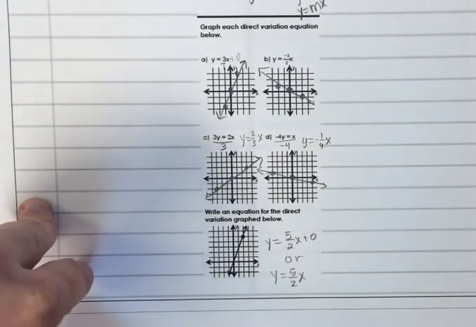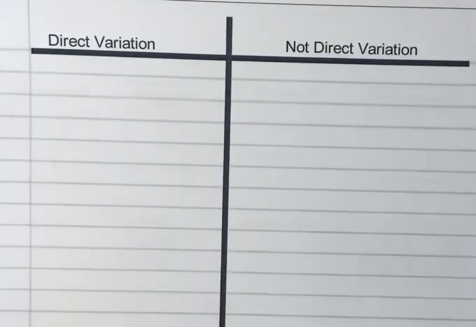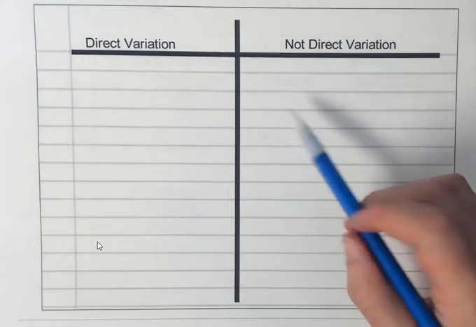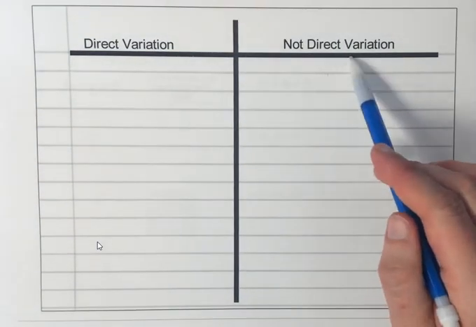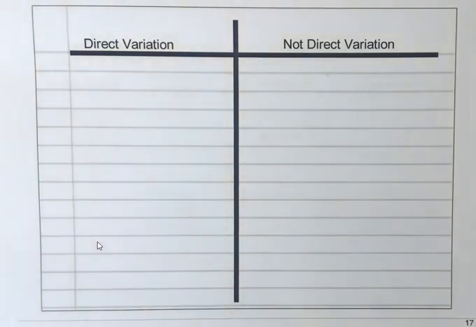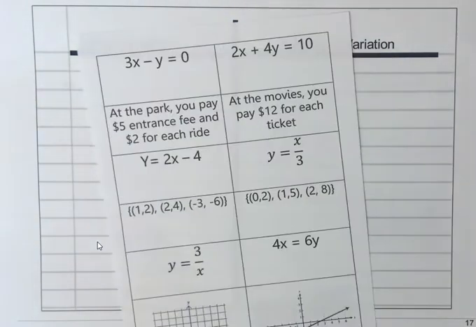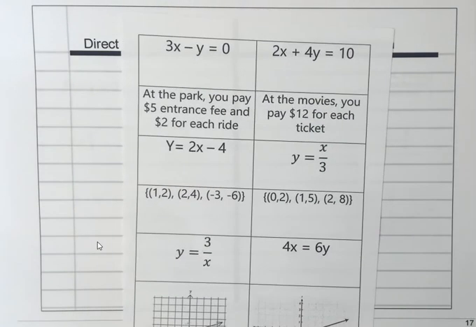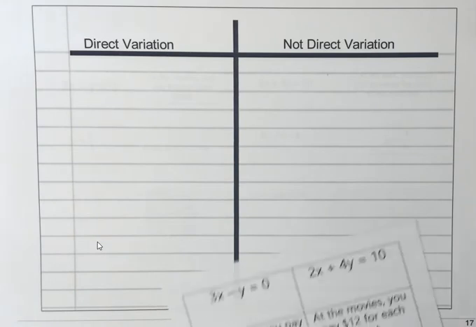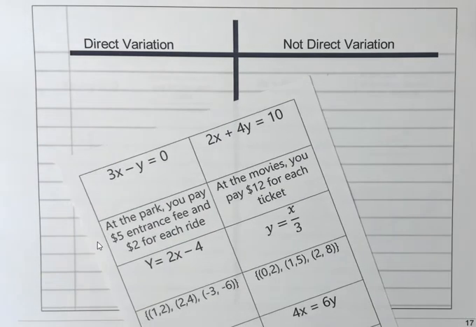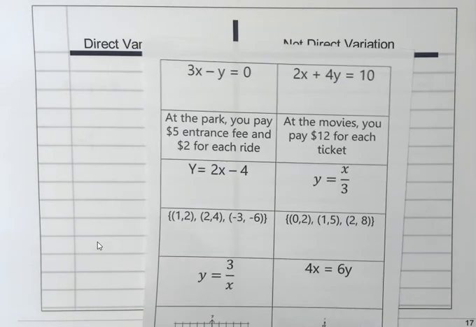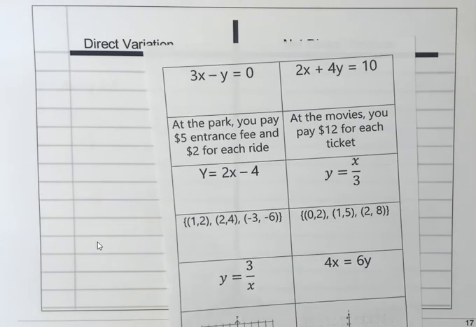What I want you to do is, in your notebook, you're going to make 2 different columns. One of the columns, you can go ahead and literally just draw this in your notebook where it says direct variation and then not direct variation. And then that paper that I handed you in class that looks like this, you're actually going to cut these out and sort them into which category they belong in. So just to let you know, I believe there's equal amounts of each one. So there should be 6 on direct variation and 6 on not direct variation equations.